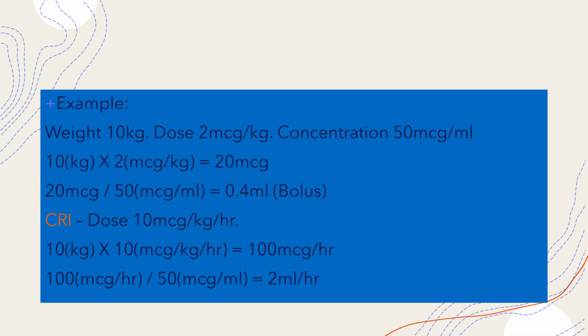Your CRI dose is 10 micrograms per kilo per hour. We're using the same weight, so 10 times 10, that's 100 micrograms per hour. Again, you divide that by your stock concentration, which is 50 micrograms per mil, and that would give you 2 mil per hour. So you would set your syringe driver for the fentanyl at 2 mil per hour. But bearing in mind that when you are drawing up your loading dose, it's 1.7 for your syringe driver giving sets, so you would need to draw up a bit extra for that.